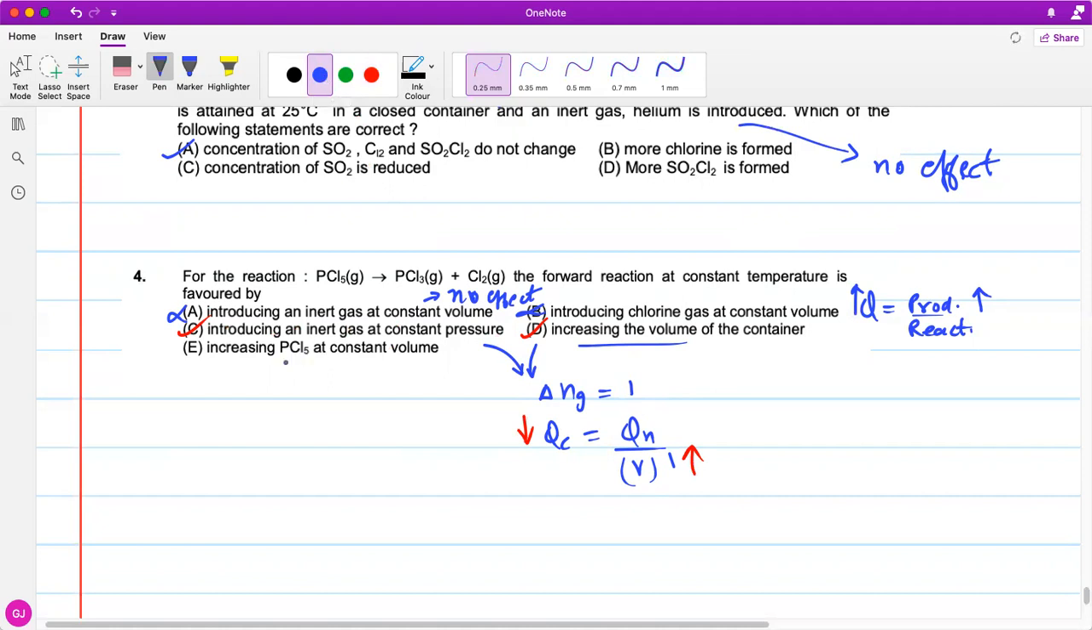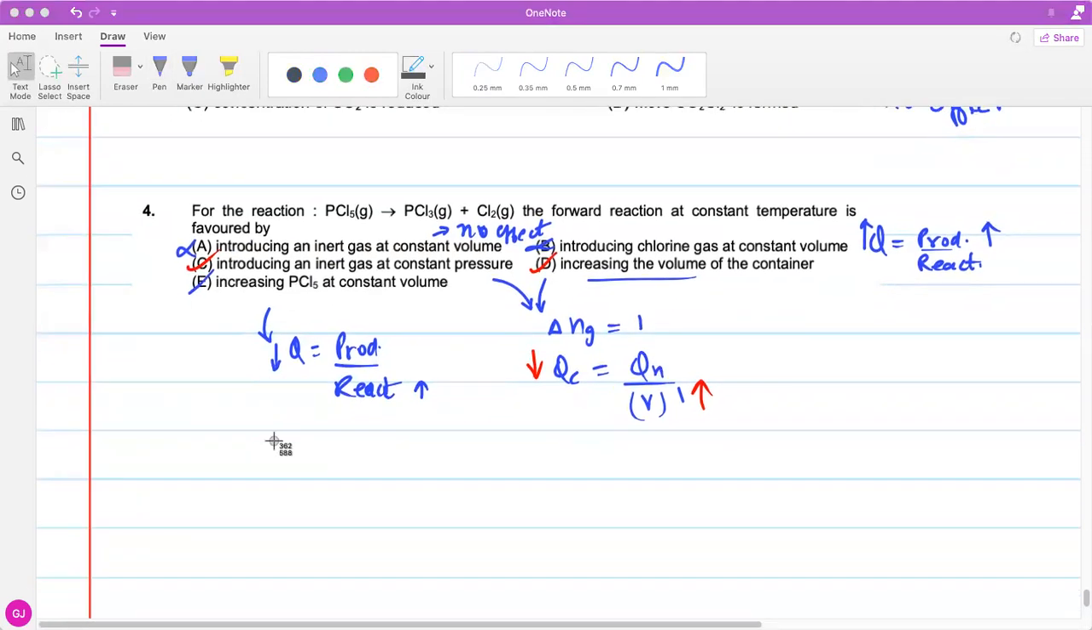And increasing PCl5, right? It is again analyzing in terms of Q being product upon reactant. Here you are saying that increasing PCl5 would increase the denominator, which would decrease the value of Q and shift the equilibrium in the forward direction, right? So that is also the correct answer. Now let's look at the fifth question.